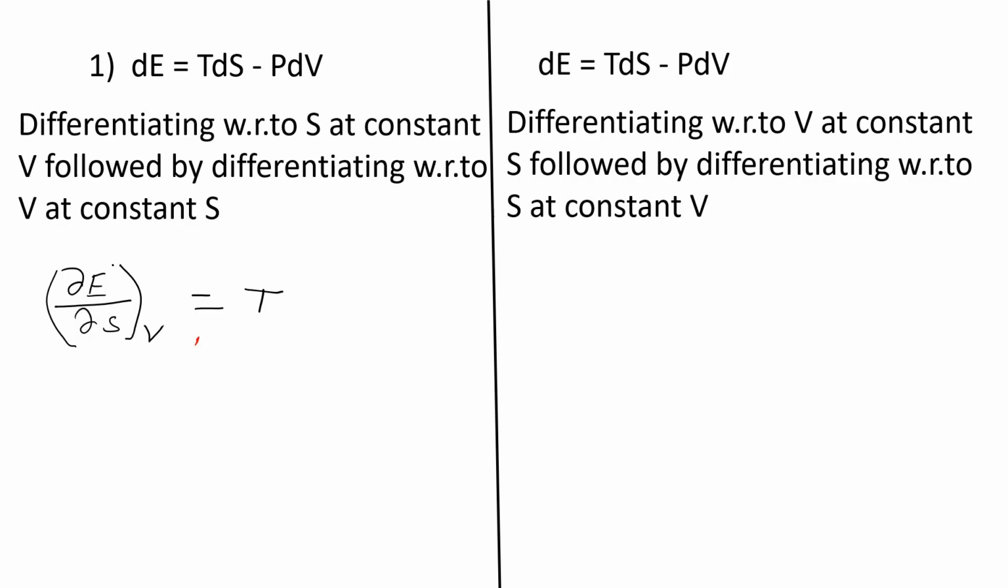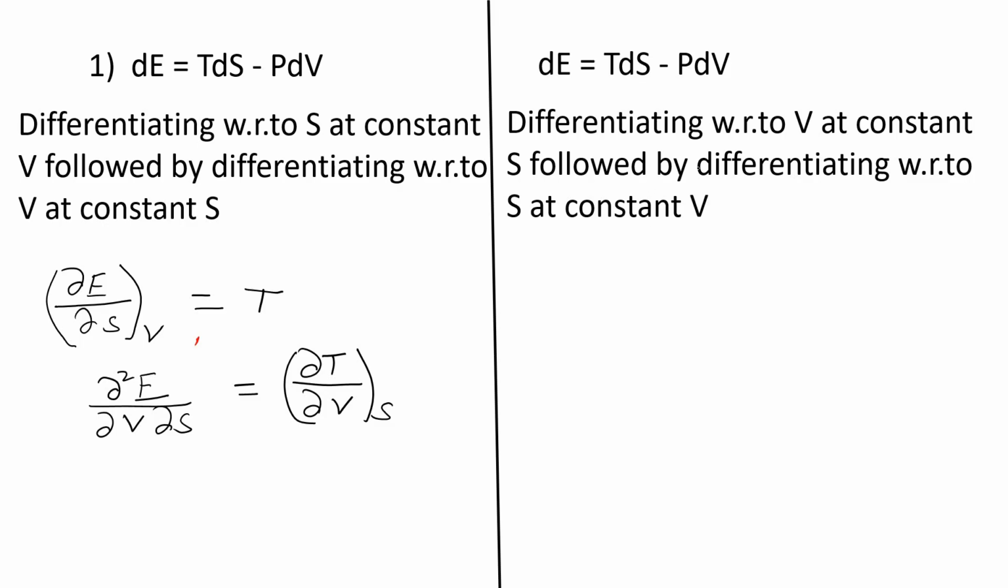Now, what you have to do? Once again, you have to differentiate in the reverse way with respect to volume. So, it will be ∂²E/∂V∂S, with respect to volume at constant entropy. So, this one will be equal to ∂T/∂V at constant entropy.